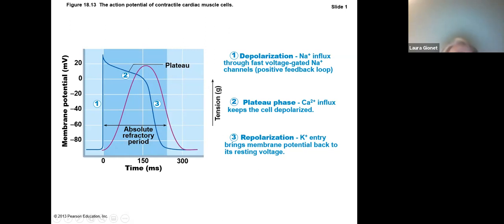So that calcium plateau, the addition of an open calcium gate and calcium entering the cell as potassium is leaving, stabilizes the voltage across the membrane. It's not that it never changes. It will continue to repolarize, but not as rapidly as it does in skeletal muscle. And thus it allows a longer period of contraction and being able to move blood.